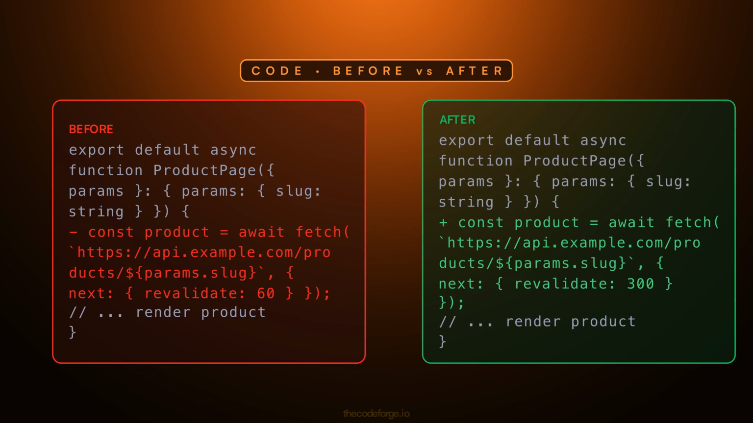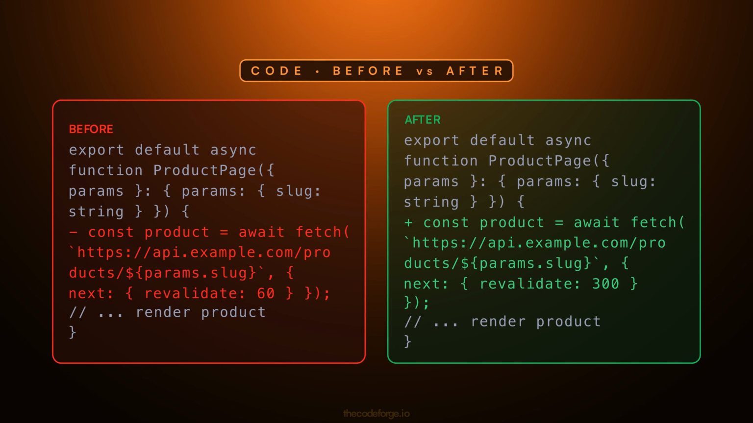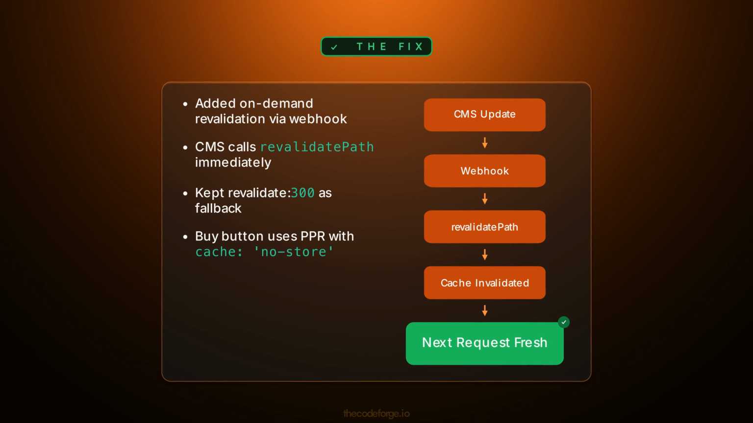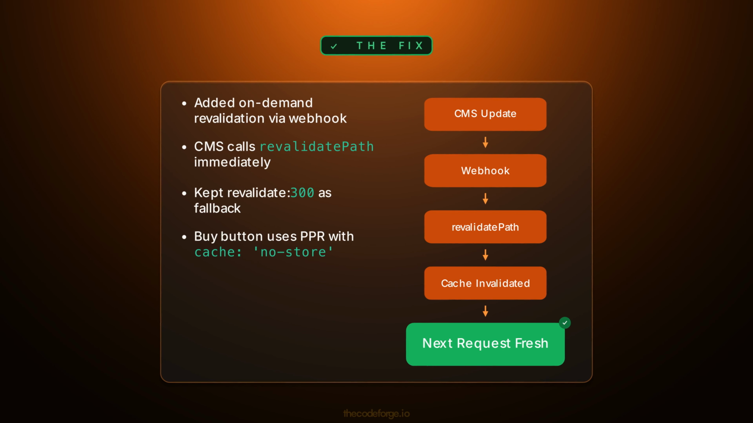The root cause was treating revalidate 60 as a periodic refresh timer instead of a stale-while-revalidate cache pattern. This caused the page to serve stale data until the next request after the timer expired, not immediately after the CMS update. The fix was to add on-demand revalidation. When the CMS updates inventory, it calls a webhook that triggers revalidatePath. This immediately marks the cache as stale. The next request gets fresh data. The buy button now uses PPR with cache: no-store for zero staleness.